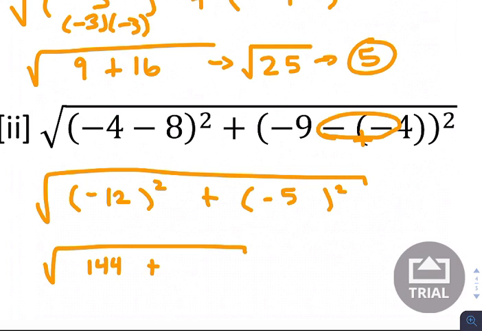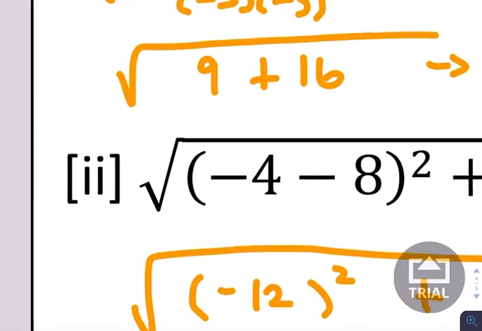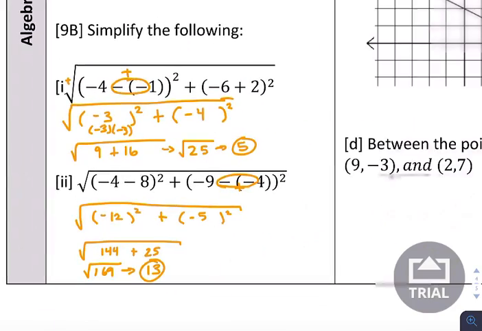And then we have negative 5 times itself, which would be a 25. So adding these together, this will be 169. The square root of 169, what number times itself is 169, is a 13. Again, just a positive version because the square root at the beginning was just the positive square root.